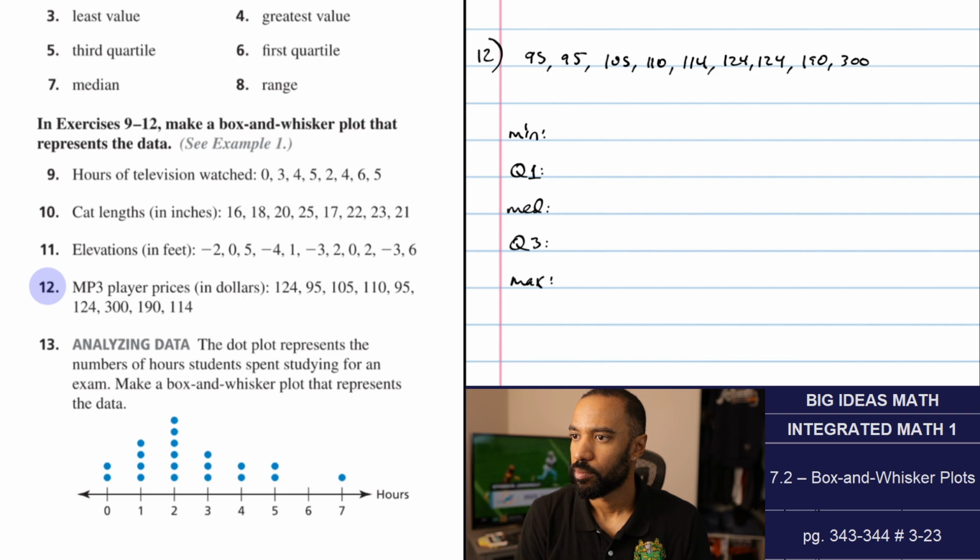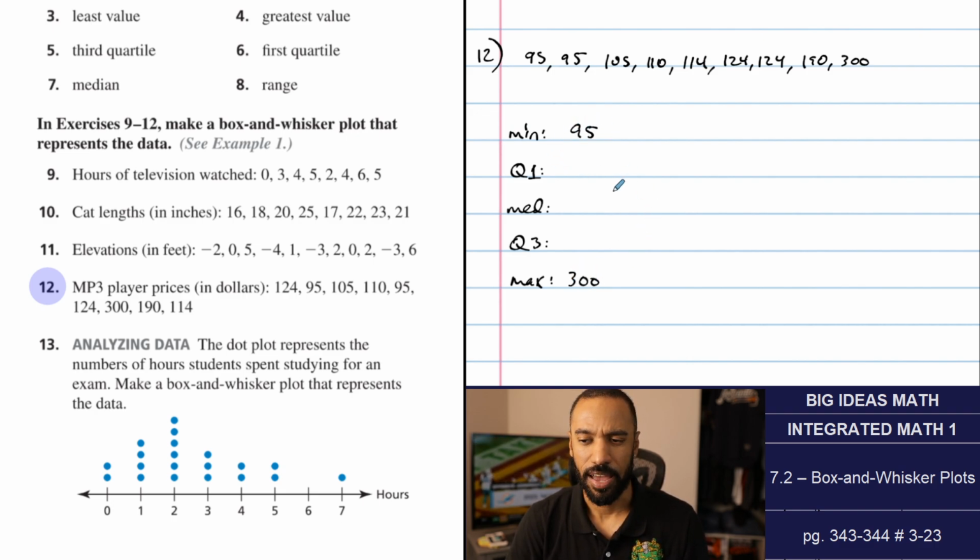So min is 95. Max is 300. I don't think they've asked for range or anything like that yet, right? They've just been having us do this. Median is 114.